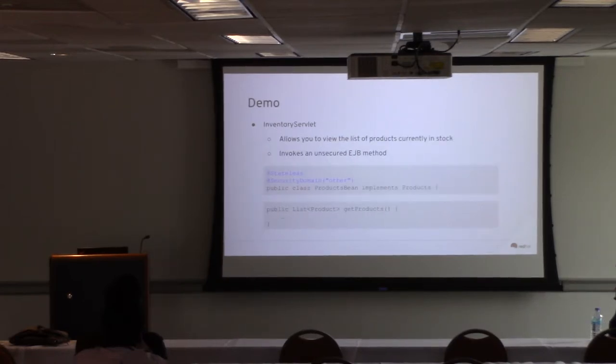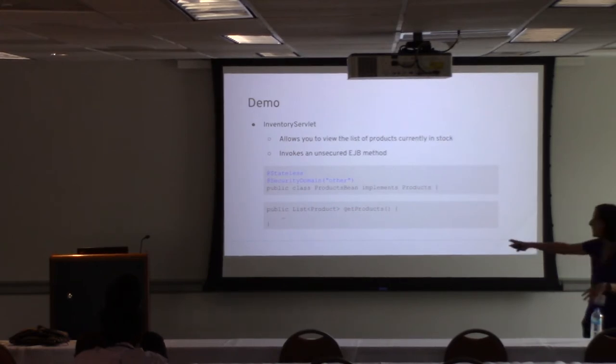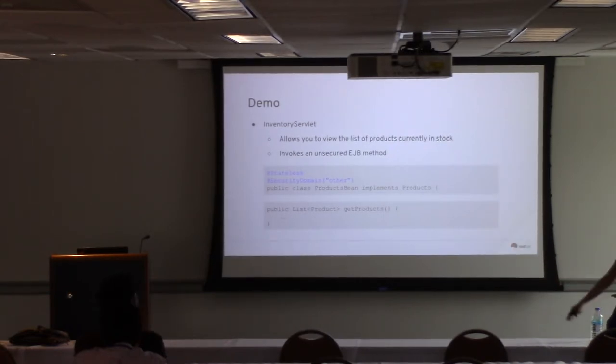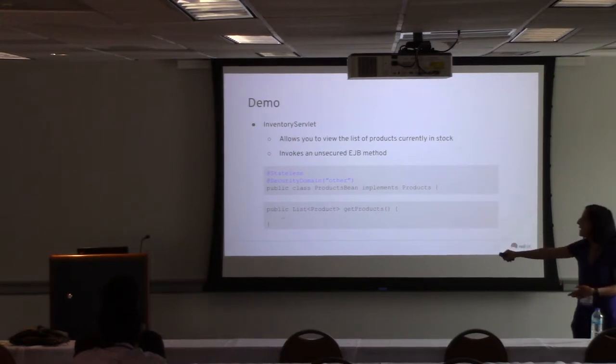The first servlet is the inventory servlet, and it allows you to view the list of products that are currently in stock. It invokes an unsecured EJB method called getProducts, and that retrieves the products that are in stock. Our EJB is called the products bean, and you can see that it's associated with a security domain called other.